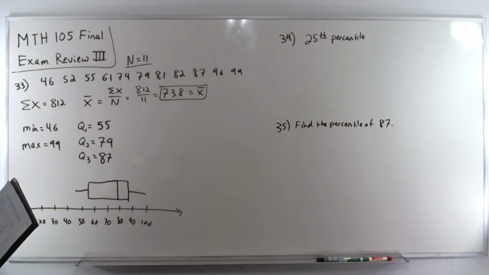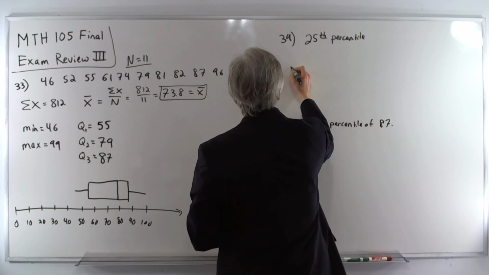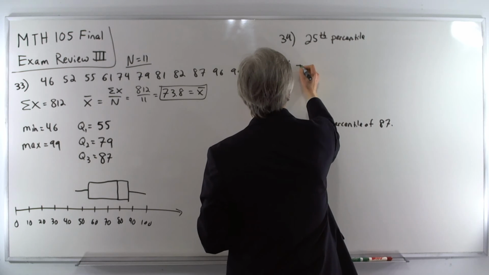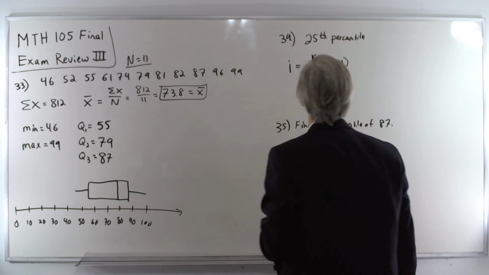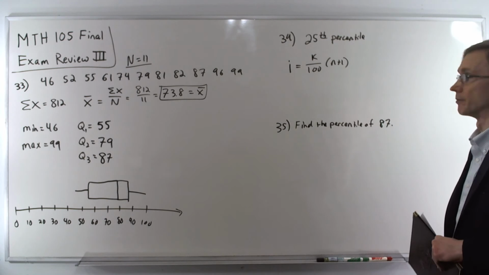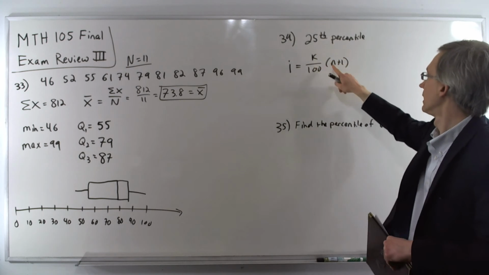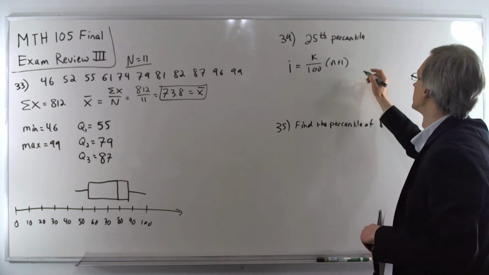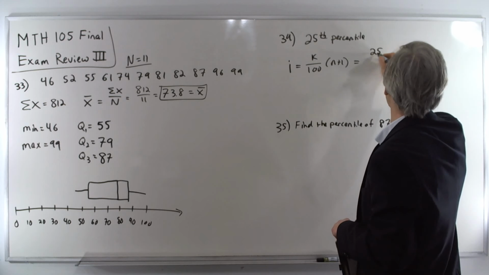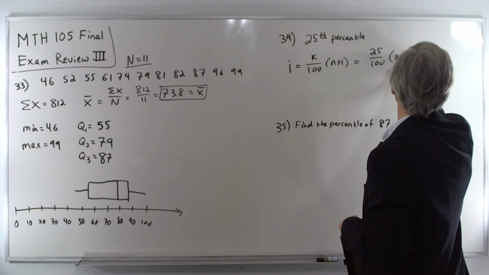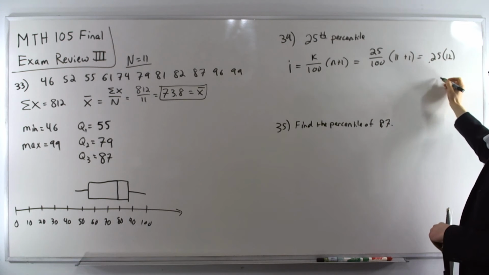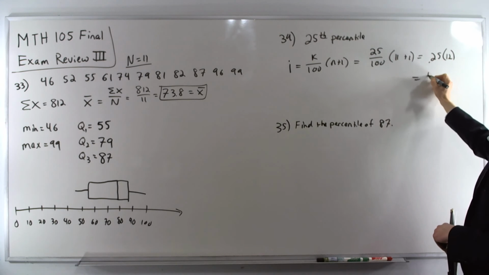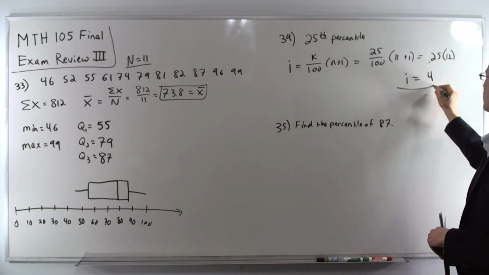Now for 34, we're going to find the 25th percentile of the data set. So we're going to use this equation here. i equals k over 100 times n plus 1, where k is the percentile and n is the number of data items. So k is 25. We have 11 items plus 1, so that gives us 0.25 times 12, which is 4. So that means i is 4.